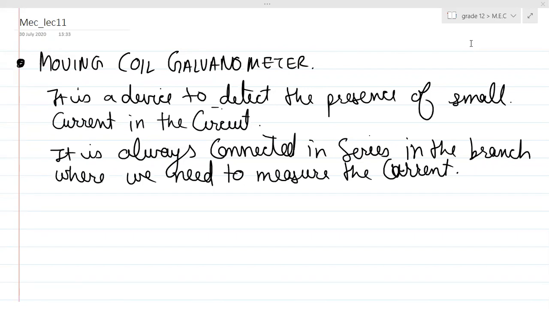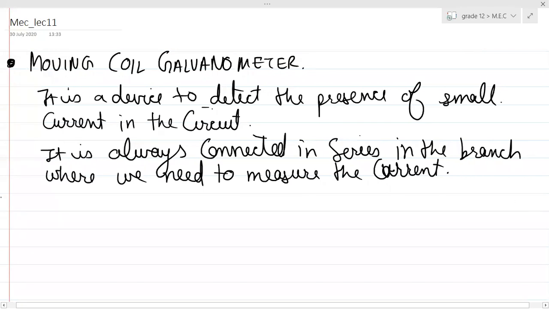So now, what is the moving coil galvanometer? We already know about this, guys. Hello, can you hear me? Right. Now, first of all, let's see the construction as well as the working. So when we talk about the construction, what all parts are required?